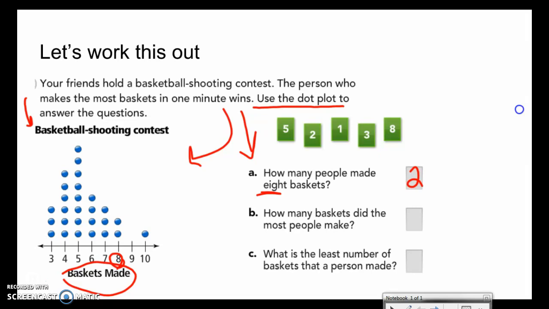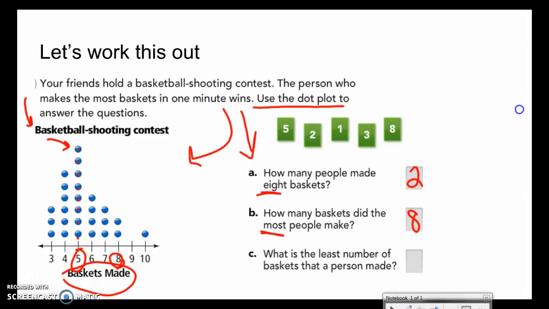B. How many baskets did the most people make? That means that was not how many baskets did one kid make the most. It's asking how many baskets did most people make. If you go back over here and you're looking at the number of kids who made the baskets, most kids made 5 baskets. Because you have 1, 2, 3, 4, 5, 6, 7, 8 kids.